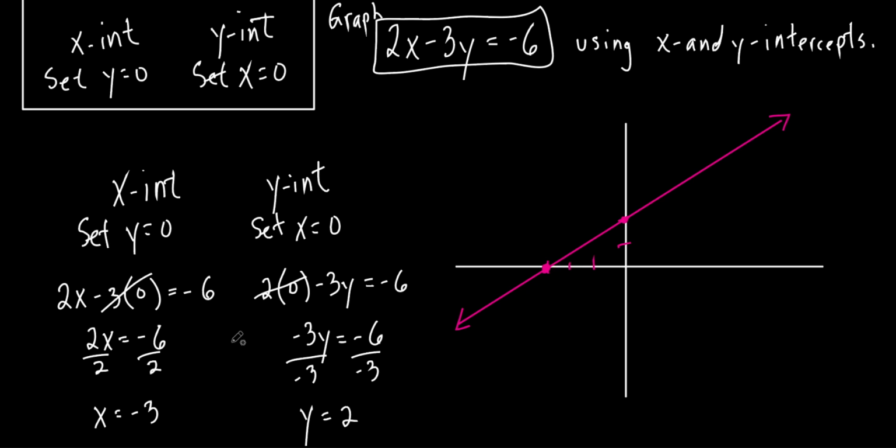But it wasn't that hard, especially when you're making something 0. Because what happens when you make x 0? It just cancels it out, right? What happens when you make y 0? It just cancels it out.